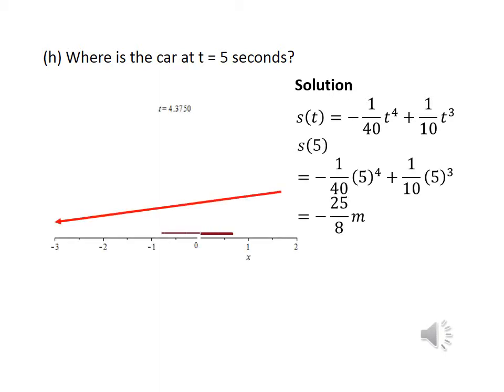S of 5 is equal to negative 25/8 meters. The negative sign indicates that the car is to the left of the origin, which is exactly what we see from the animation.